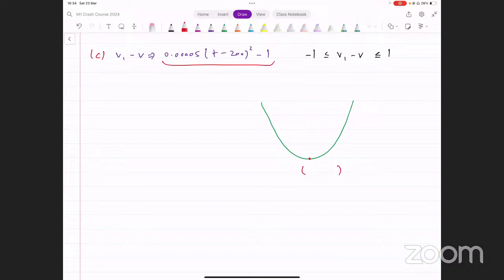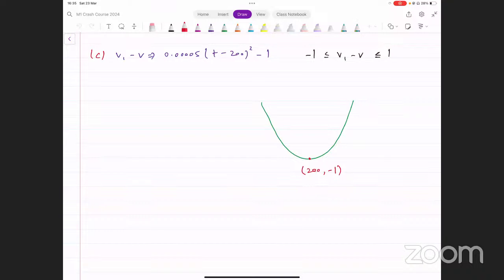It's in completed square form. That means the horizontal coordinate of the turning point is 200. What about the vertical? That's -1. So it's 200 and -1. This is the turning point of this function.